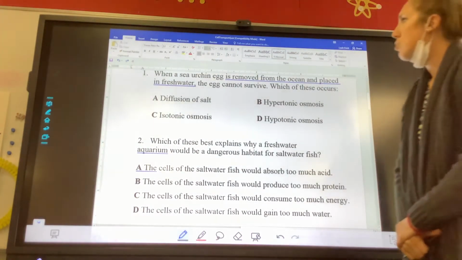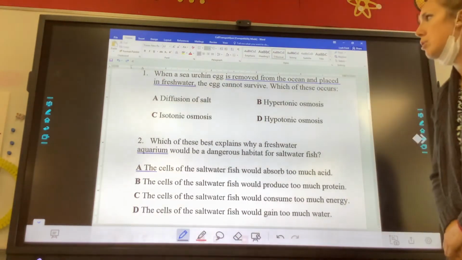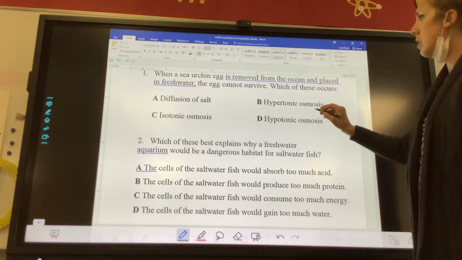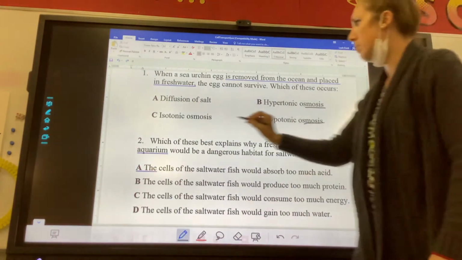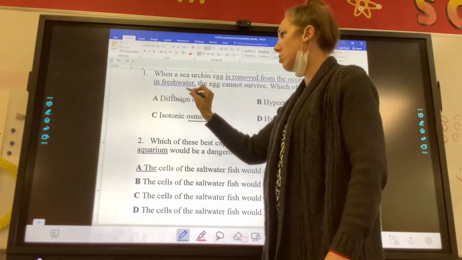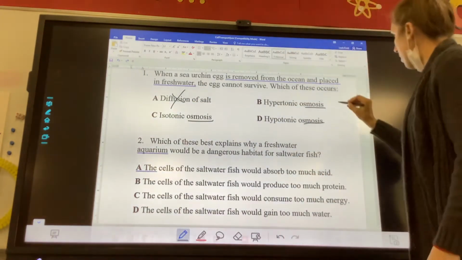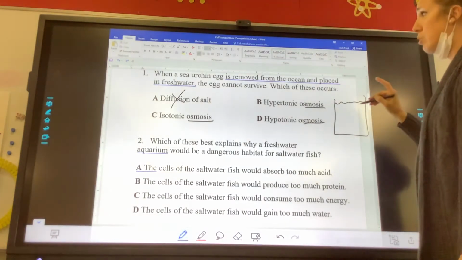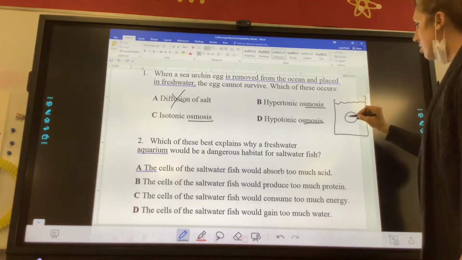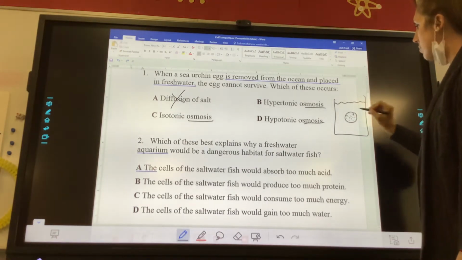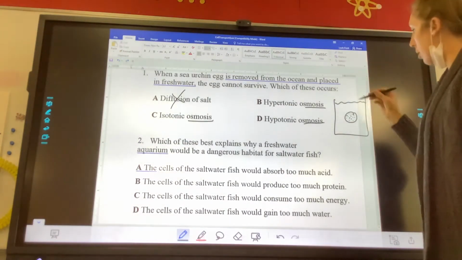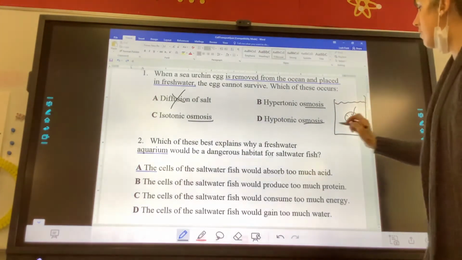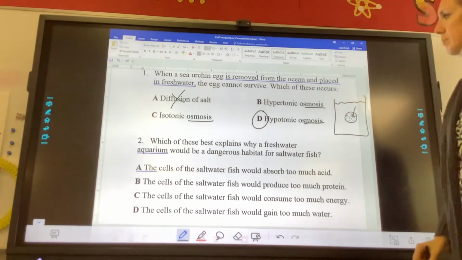When a sea urchin egg is removed from the ocean and placed into fresh water, the egg cannot survive. Which of these occurs? So, it is osmosis, because the particles don't diffuse, the water diffuses. So if I'm going to draw it, here's my tank. The sea urchin egg is removed from the ocean, so the egg is salty like the ocean, okay? Water goes to the party, water goes to the particles, water's going to go inside and make it swell and become hypo. So this is because of hypotonic osmosis.